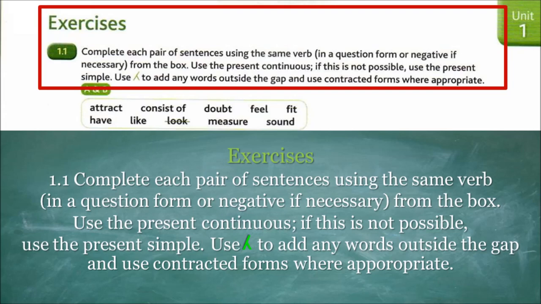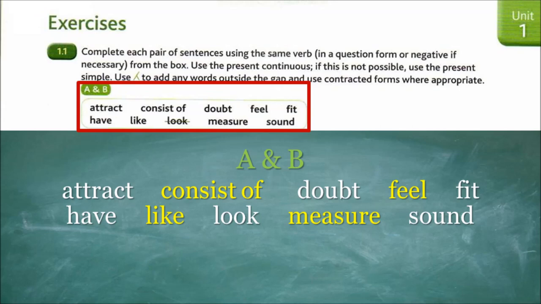Exercises 1.1. Complete each pair of sentences using the same verb, in a question form, or negative if necessary, from the box. Use the present continuous. If this is not possible, use the present simple. Use this sign to add any words outside the gap, and use contracted forms where appropriate. A and B. Attract. Consist of. Doubt. Feel. Fit. Have. Like. Look. Measure. Sound.